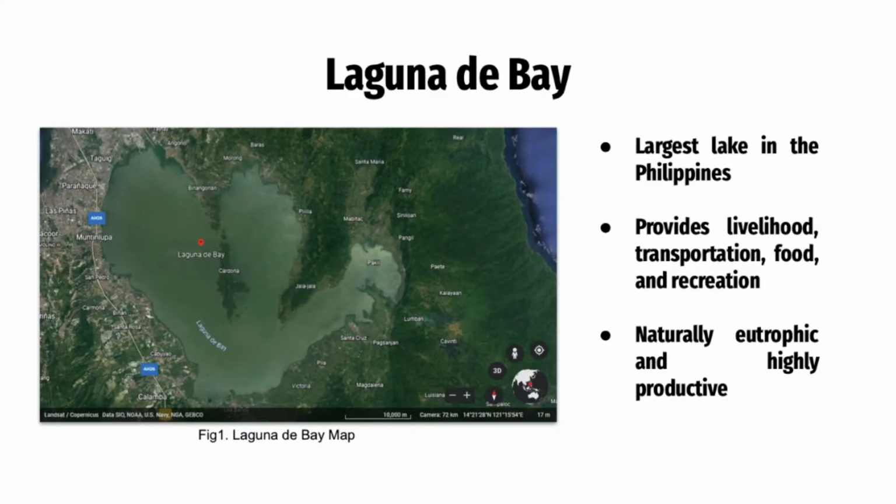Laguna de Bai is the largest lake present in the Philippines. It provides livelihood to locals present nearby, transportation, recreation, and a source of food such as the fishes present in the lake, and also acts as a domestic water supply. The lake is naturally eutrophic and highly productive.